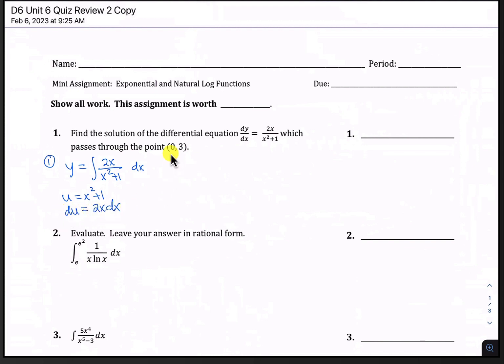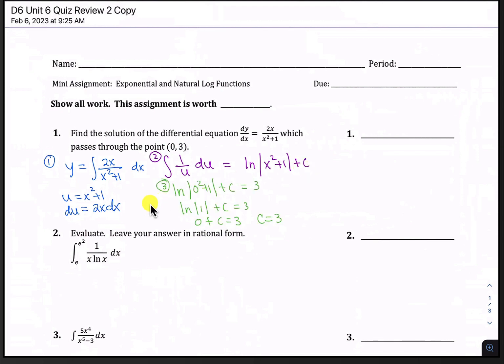So let's go ahead and rewrite our integral. In section 2, it's just going to be the integral of 1 over u du. The integral of 1 over u du is the natural log of u, and u of course is x squared plus 1, and you add your c.